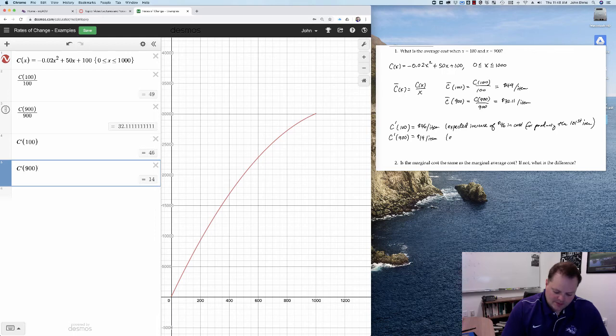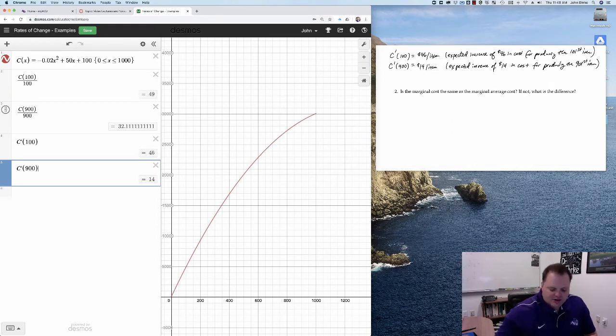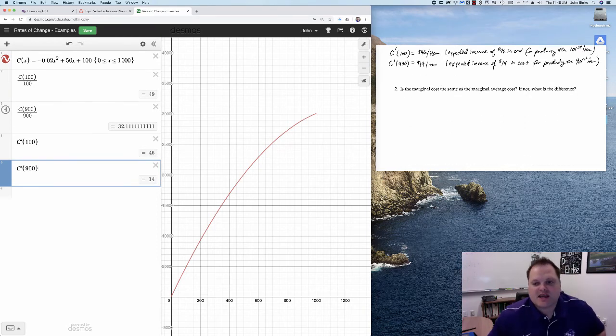So the expected increase of $14 in cost for producing the 901st item. All right. So one more question to ask here, and that is, is marginal cost the same as marginal average cost? In other words, is the cost increasing at the same rate the average cost is increasing or decreasing? Are those two quantities the same?